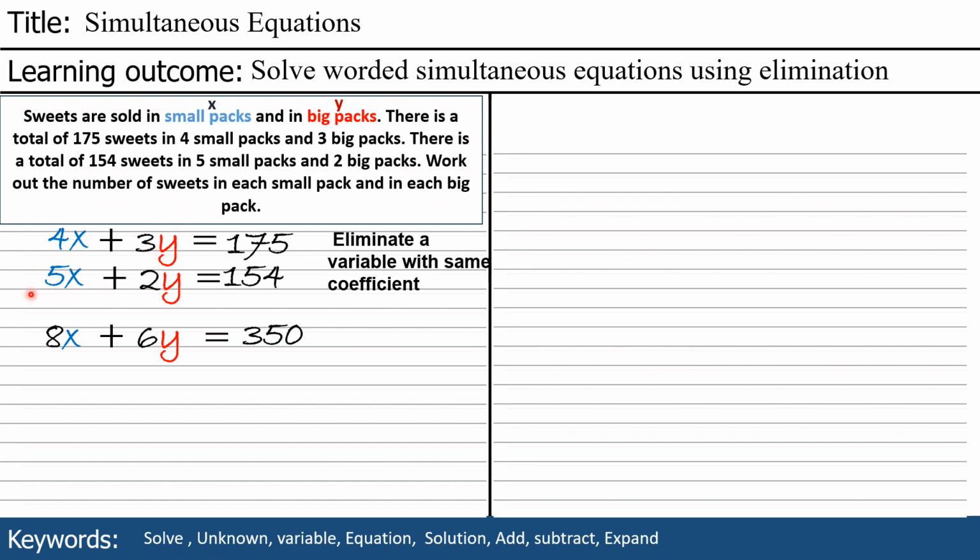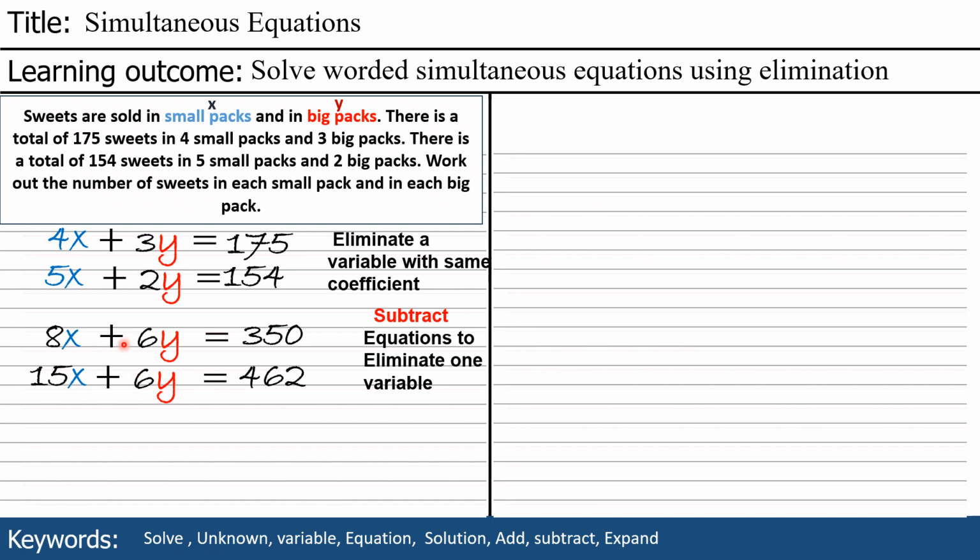So in order to get our y coefficient to be 3 times 2, we have to multiply this equation by 3. So let's multiply equation 2 by 3. 3 multiplied by 5x is 15x, and 3 multiplied by 2y is 6y. Now the coefficients are the same. Also, 3 multiplied by 154 is 462.